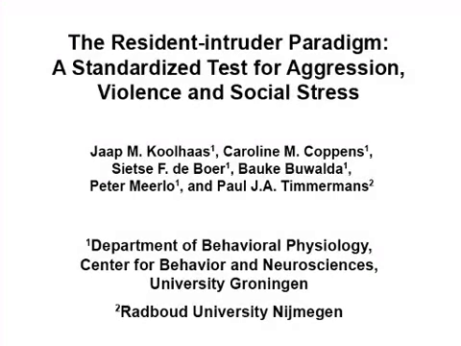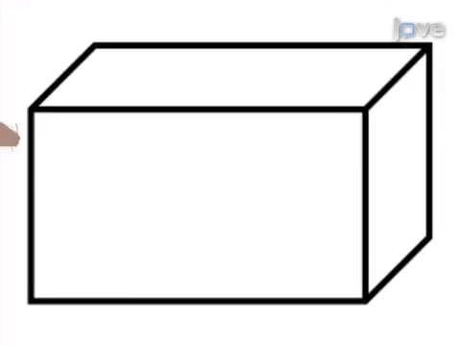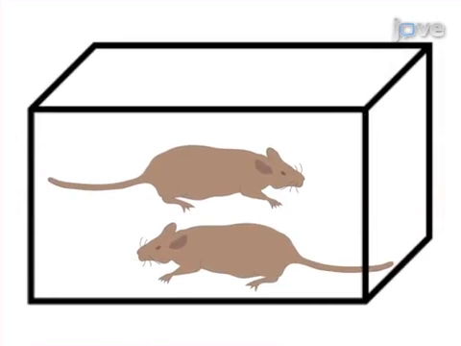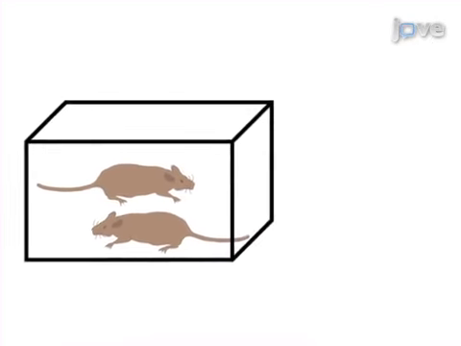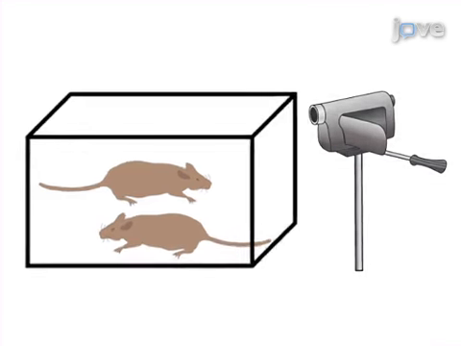The overall goal of this procedure is to reliably elicit offensive aggressive behavior in male rats in a laboratory setting. The first step is to house an adult male rat together with a sterilized female for a period of at least 1 week. On the day of testing, video recording equipment is set up to record social interaction.